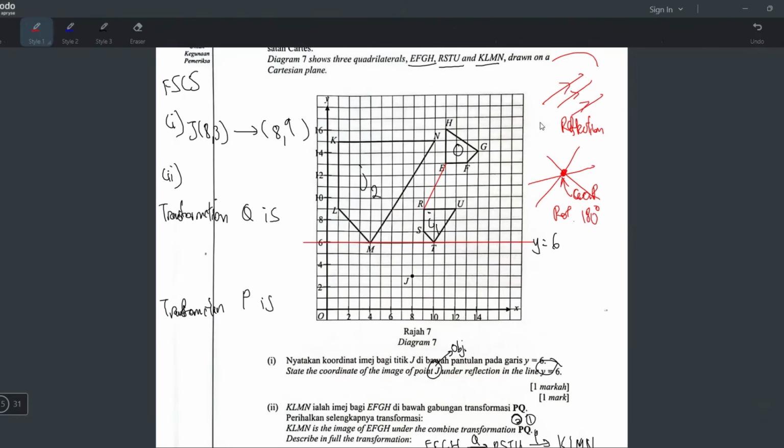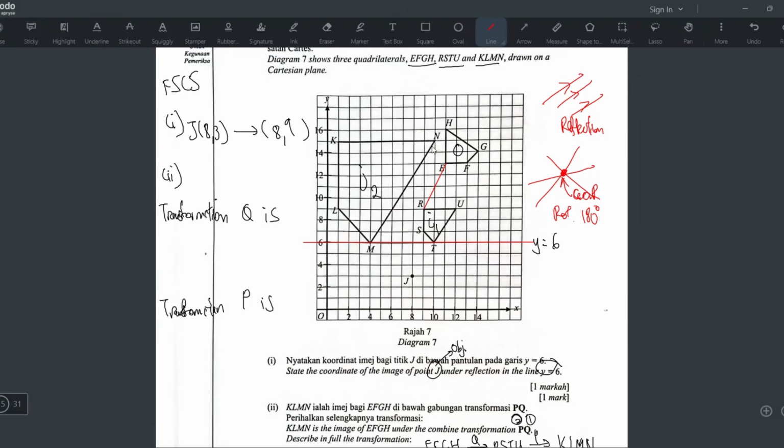Okay. But what if it's not these two cases? Then it's rotation 90 lah. And for rotation 90, to find the center of rotation 90, you have to do the perpendicular bisector. Okay. You can either use the ruler method or you can use the compass method. Okay, but now let's try to join all the lines first.